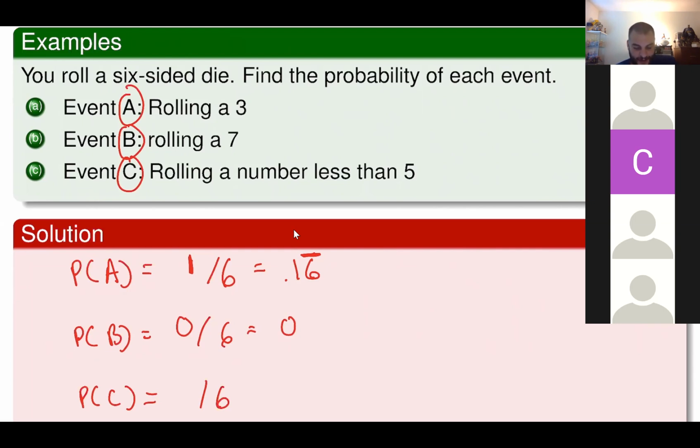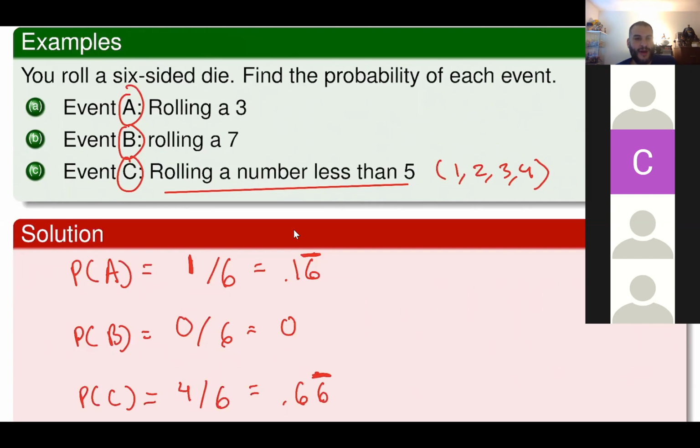All right, so rolling a number less than 5. If I want a number less than 5, how many different outcomes will give me a number less than 5? 4. Yeah, 4, because that's a 1, 2, 3, or a 4. So there's 4 outcomes. If you do 4 divided by 6, you get 0.66, and the 6 constantly repeats. All right, and that's it for that one.